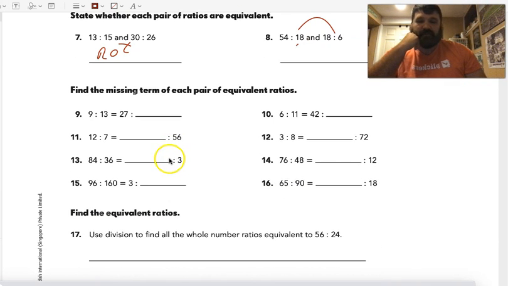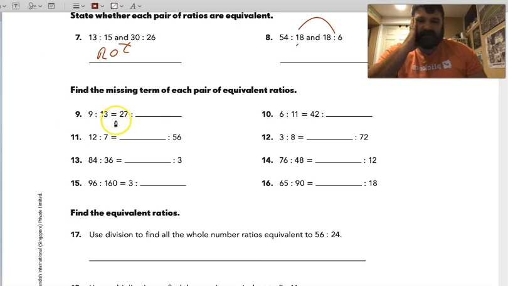Okay, I'm only going to do a few of these, so find the missing term of each pair of equivalent ratios. So let's do number 9 real quick, and then I'll do number 10, and then I'll let you guys get to it. Okay, so if we have 9 to 13 equals 27 to what?